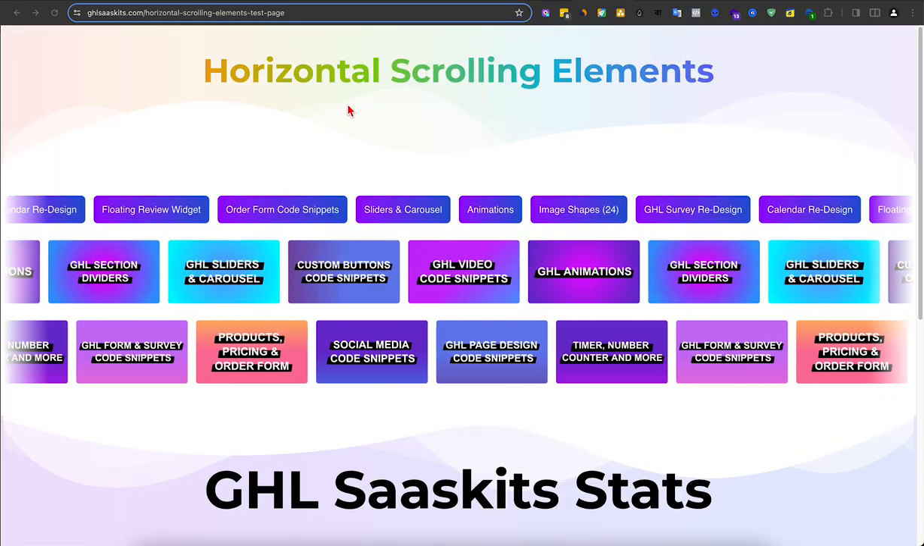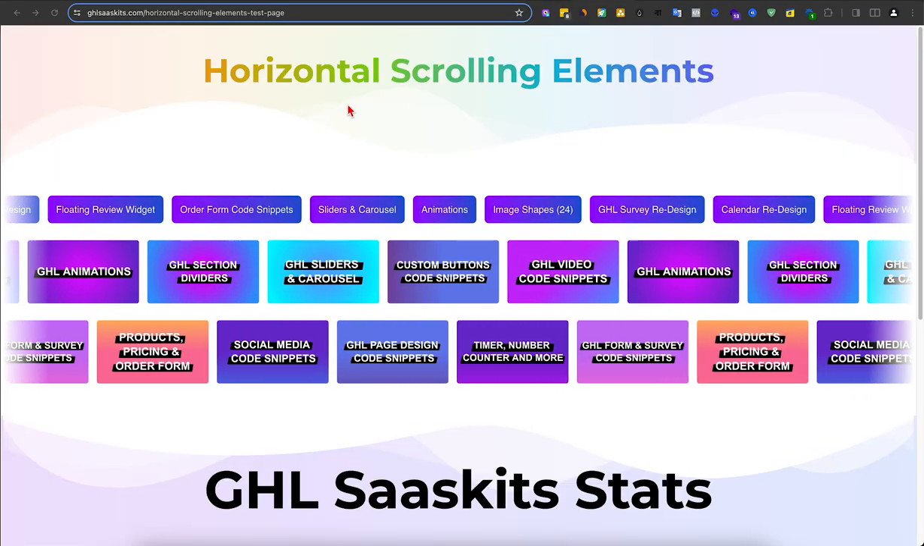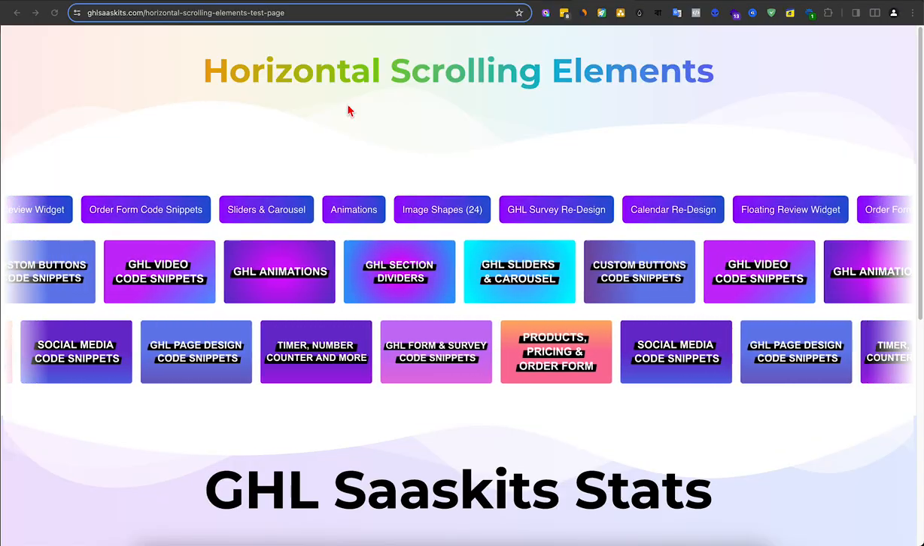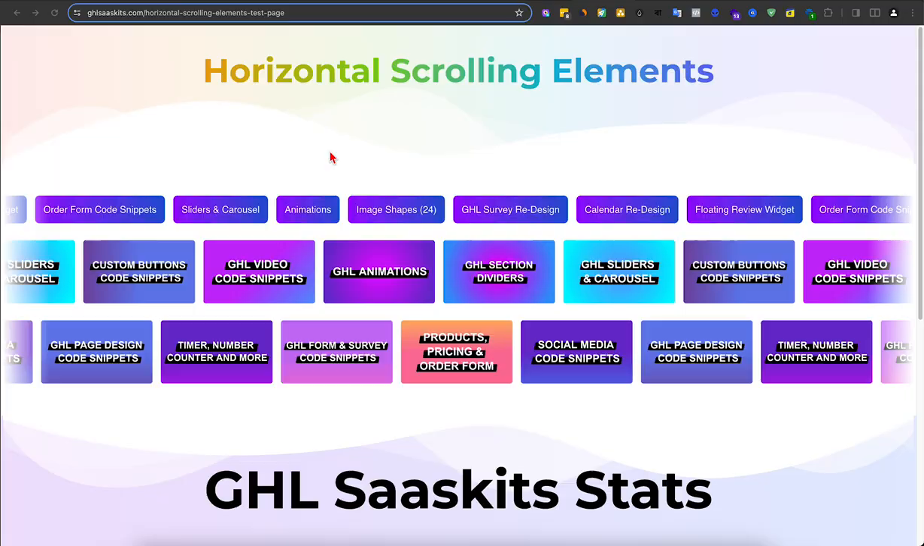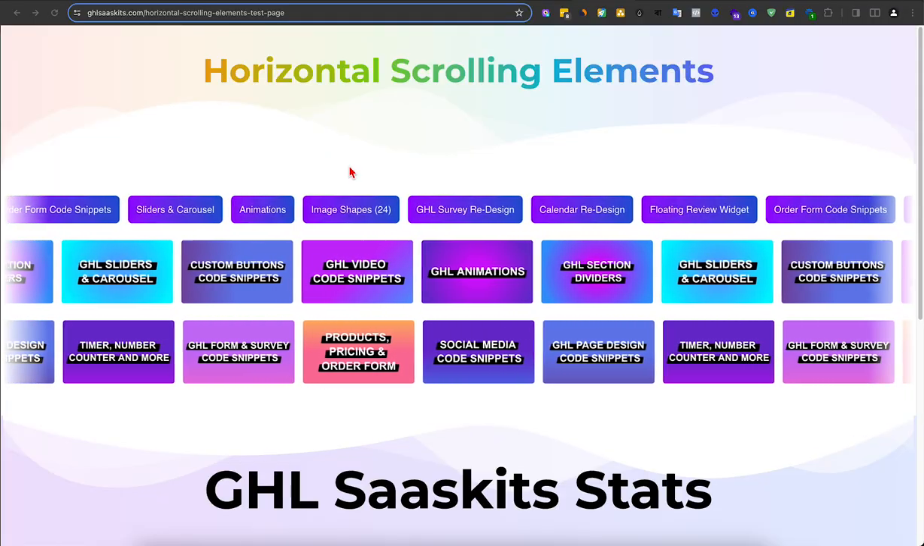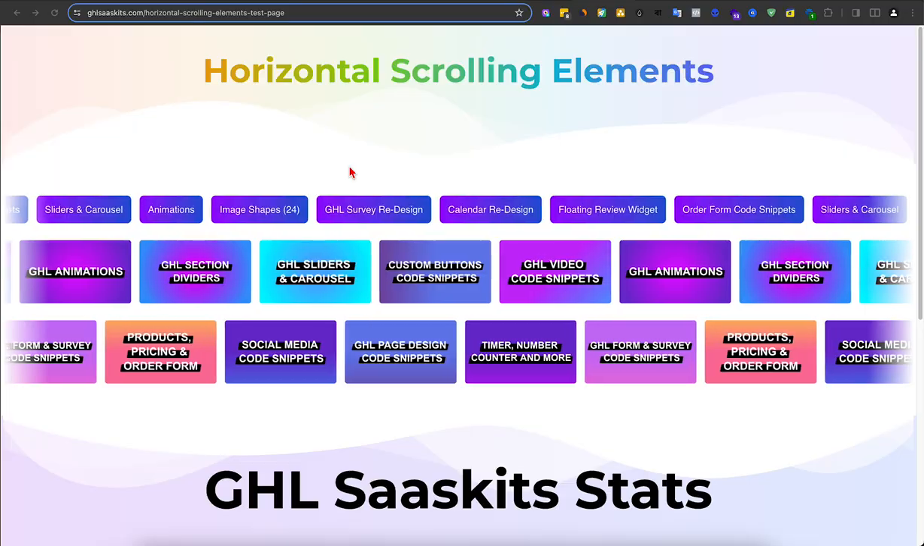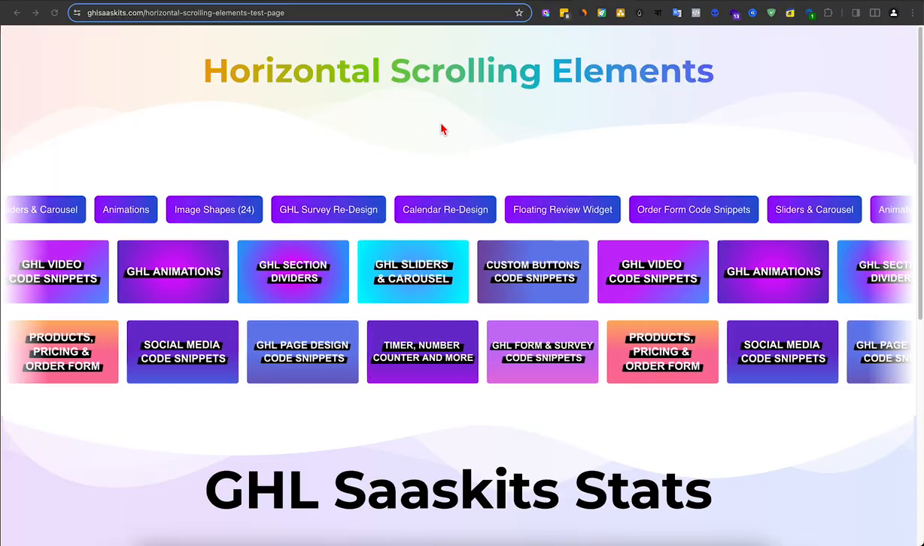In this example, you can see we have some horizontal scrolling text and images elements, and these are scrolling horizontally from right to left and left to right. Let me show you how we can create this type of animation on our GoHighLevel page.